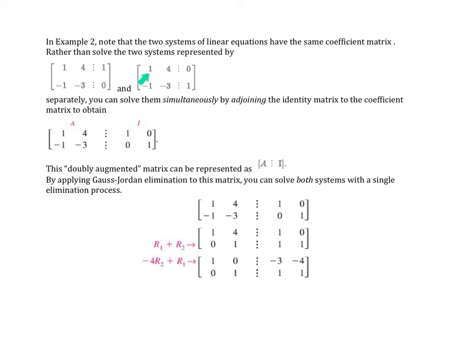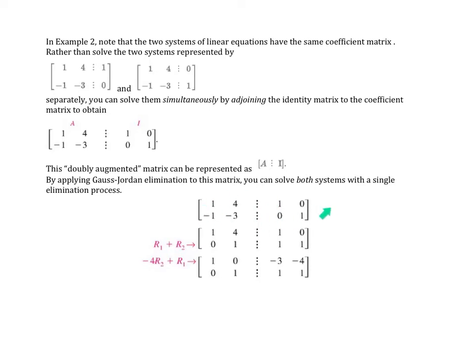So notice these are the same numbers on this side, and it's just these numbers that are different. And so notice we just put it all the way over here. So 1, 4, -1, -3, and then the identity matrix on the right side. This doubly augmented matrix can be represented as A dashes I. By applying Gauss-Jordan elimination to this matrix, you can solve both systems with a single elimination process.